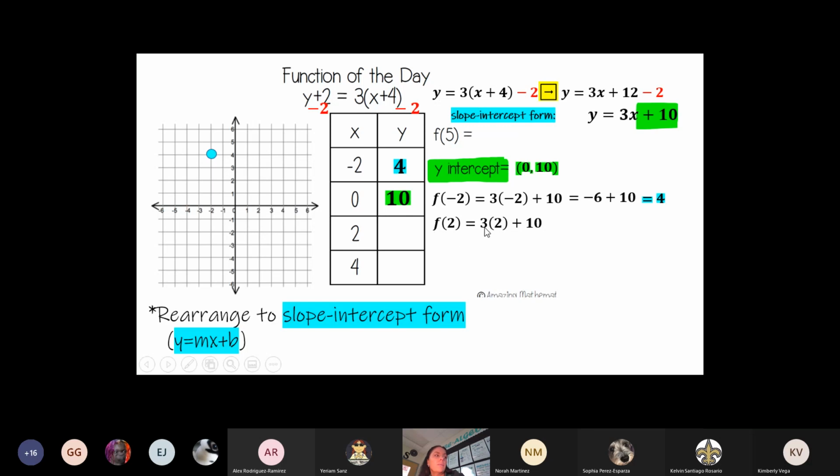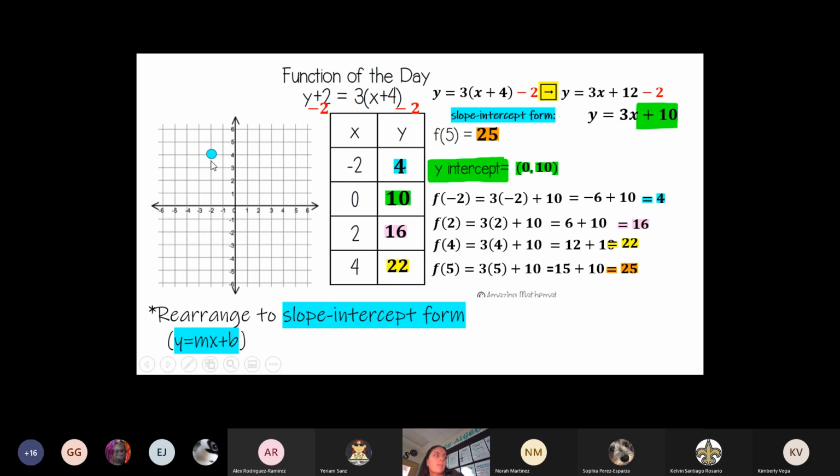Then I have f of 2 is equal to 3 times 2. So I'm going to plug in the 2 now for my x, plus 10. That's equal to 6 plus 10, which is equal to 16. Again, I cannot fit that on my graph, so I can't graph that point. Then I go ahead and do that for f of 4. I'm going to plug in that x value for 4. 3 times 4 is 12, plus 10 is equal to 22. Finally, I'm going to find f of 5, which is equal to 3 times 5 plus 10, and I get 25.